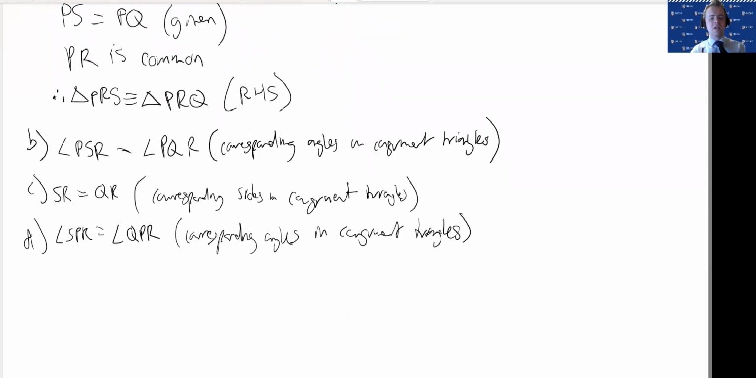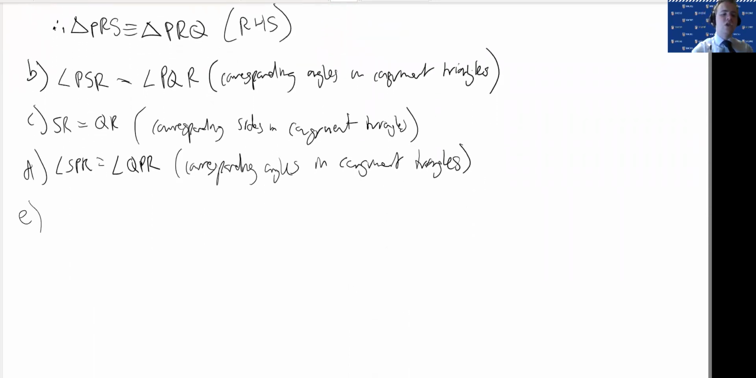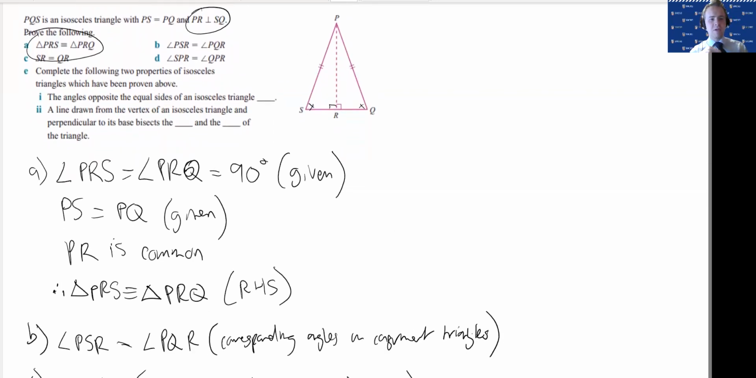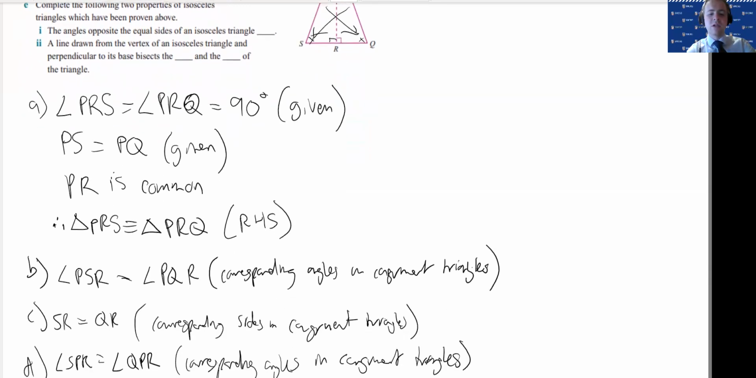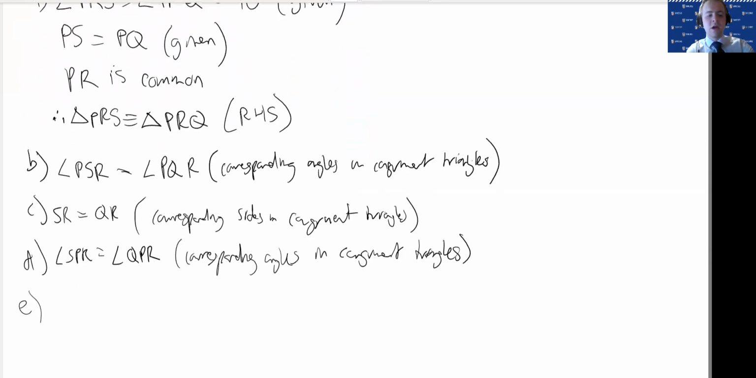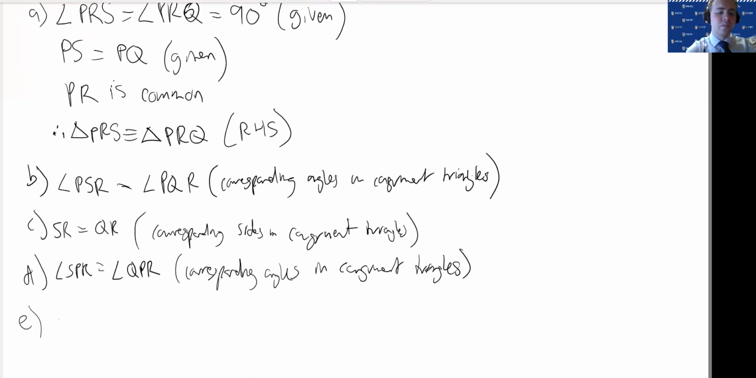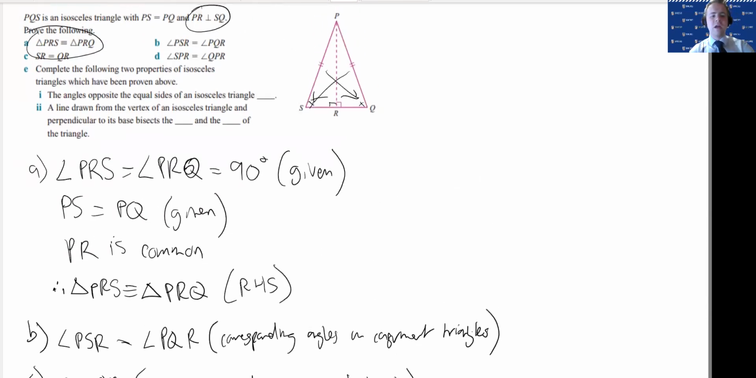So that's all. Okay, so we've done this, and now finally we need to use this congruency proof. It's saying complete the following 2 properties of isosceles triangles which have been proven above. So the angles opposite the equal sides of an isosceles triangle, we've shown that they're equal because the reason that we gave was because they were corresponding angles in congruent triangles. So we can finish this just by saying equal. We're just completing that reasoning there, but we've shown that from first principles.